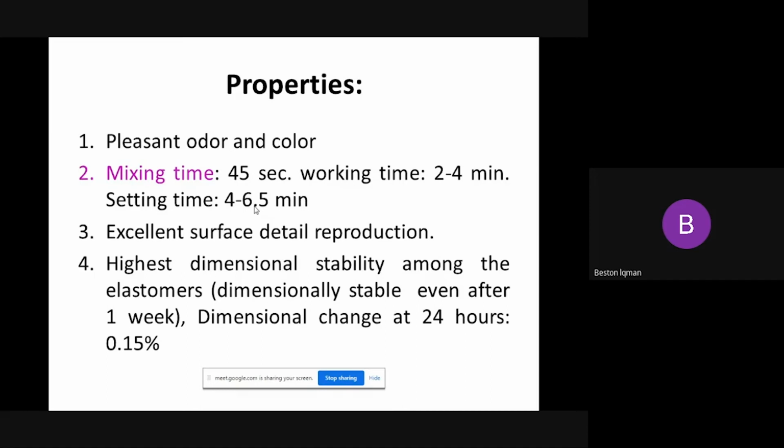What's the advantage? When you take the impression and deliver it to the lab, sometimes the lab is outside our country, like Turkey or Lebanon or anywhere. You can pour after 1 week. That's why it's the best material. The dimensional change after 1 day is about 0.15%, while for C-silicone it is about 0.6.